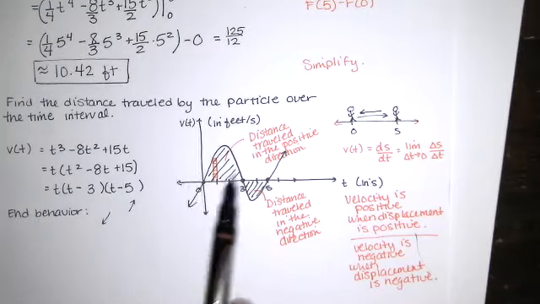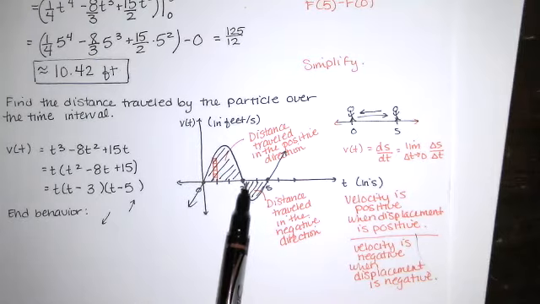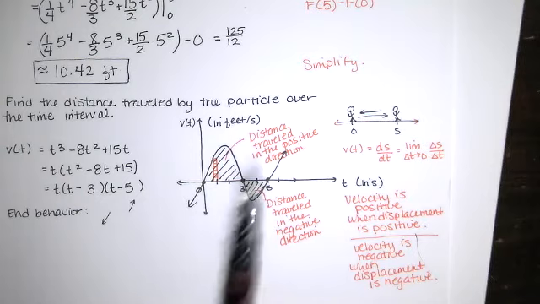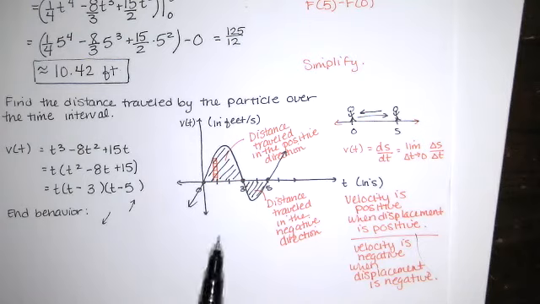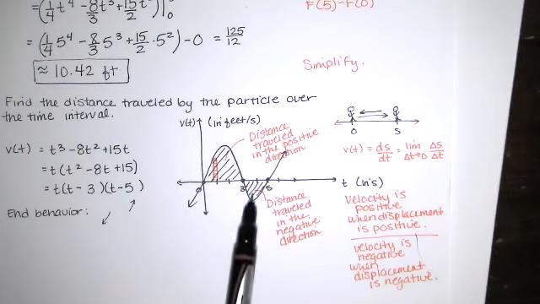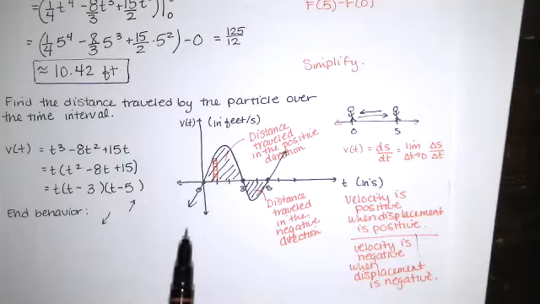We went so far in the positive direction, and then it looks like we turned around and we went in the opposite direction. But net, we went 10.42 units from where we started. Okay, so the question is, how do you get this to be positive instead of negative? You just take the absolute value.